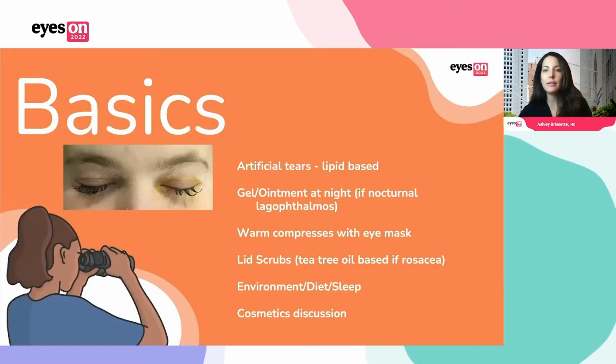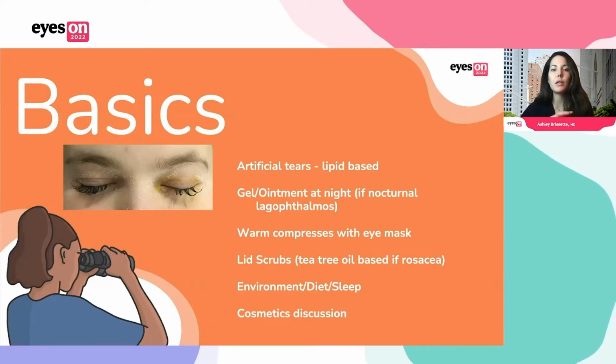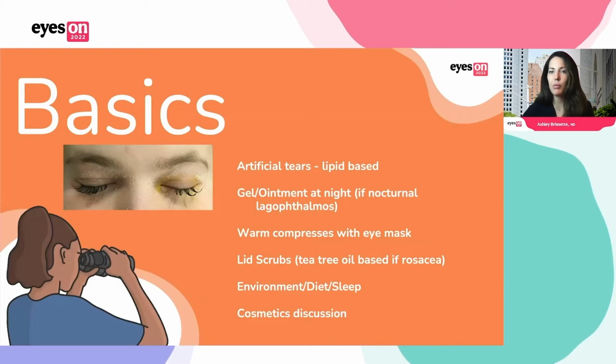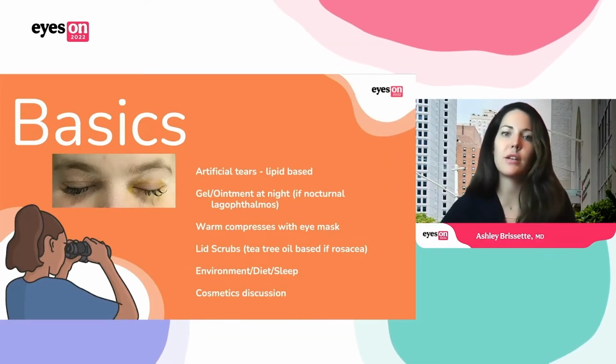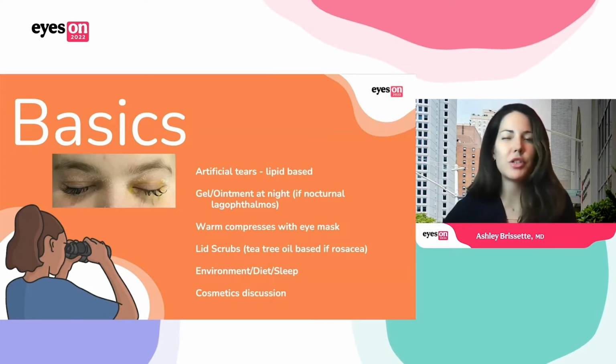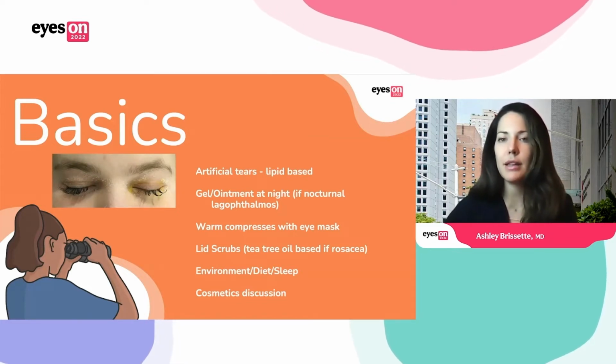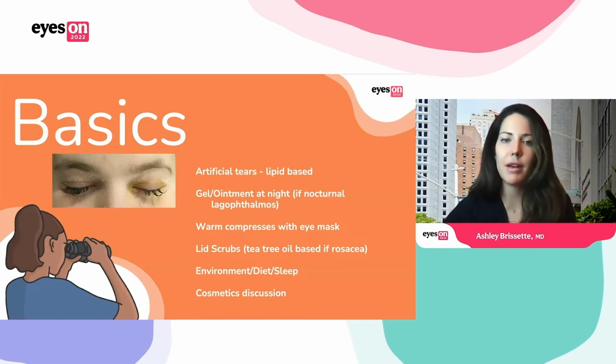So the basics that I recommend to all my patients include artificial tears. And because we know a large component of dry eye disease is mostly evaporative, I always recommend a lipid-based artificial tear. There are a number that are available over the counter. And I usually recommend preservative-free artificial tears as well, just because patients are often using these frequently, and so limiting the amount of preservatives on the surface can be beneficial.